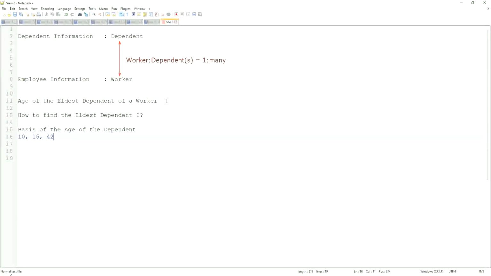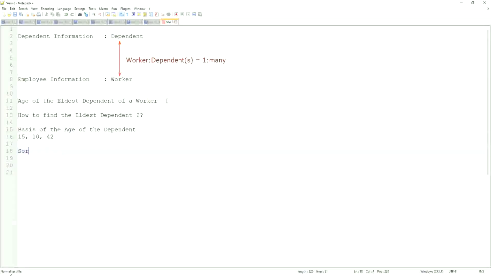Correct. This is how you have it. Let's make it the other way around. 15, 10, and 42. So how would you find the eldest one? This is your sample population. Try it. Highest one to lowest one.